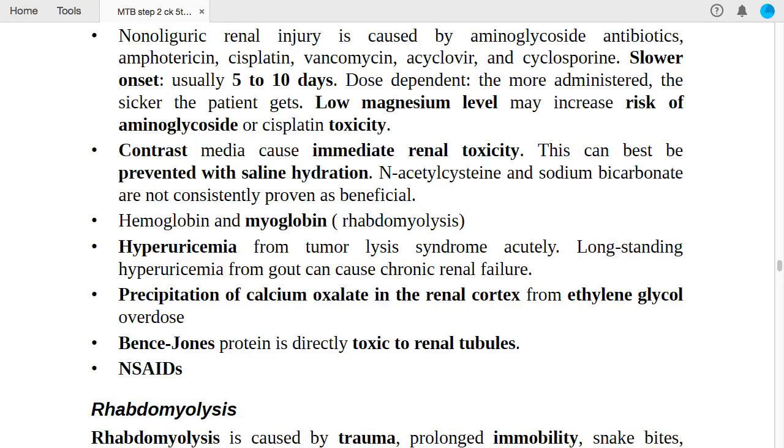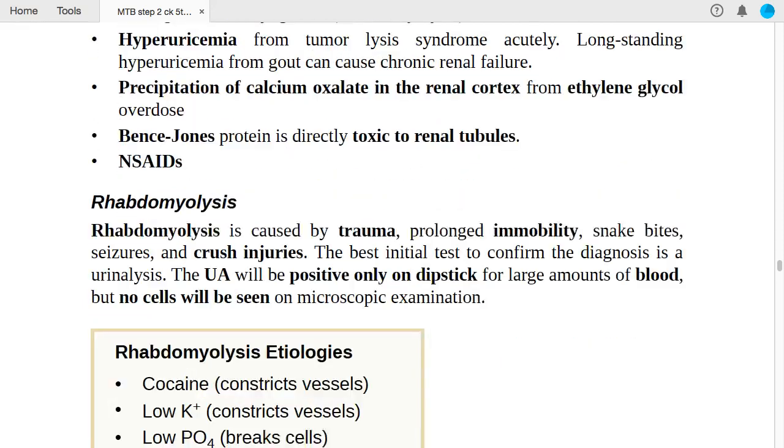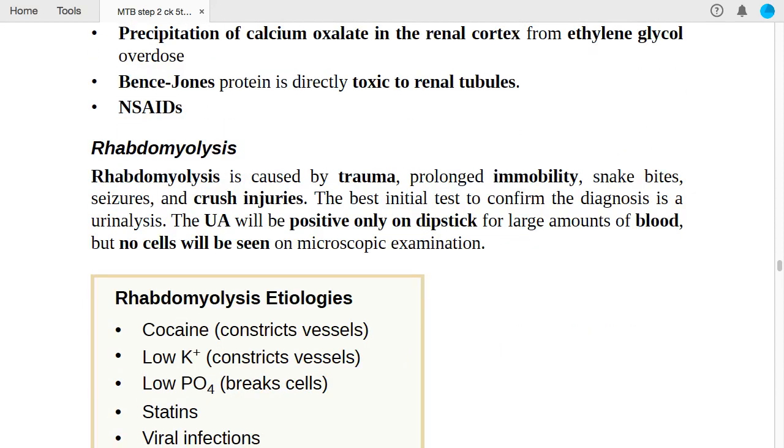Bence Jones protein is directly toxic to renal tubules in a multiple myeloma patient, like with a history of use of NSAIDs. So that can also lead to acute tubular necrosis. So these are all the important etiologies, we should memorize them. Now rhabdomyolysis. Rhabdomyolysis is caused by trauma, prolonged immobility, snake bite, seizures and crush injury.